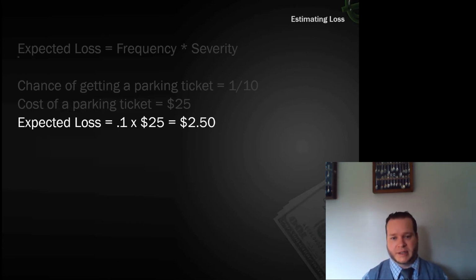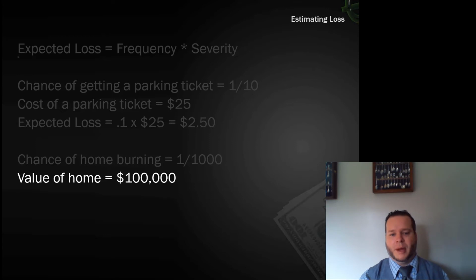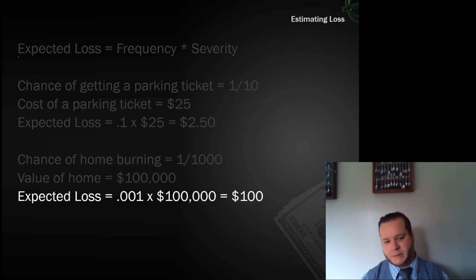And for another example, let's say you've done some research and figured out that the chance of your house being destroyed or burning down in any given year is 1 in 1,000. But if it burns down, it'll cost you $100,000 to rebuild. So the expected loss here would be 1 in 1,000. 1 divided by 1,000 is 0.001. Times $100,000 gives you a $100 expected loss. So on average, $100 a year is what you're exposed to.